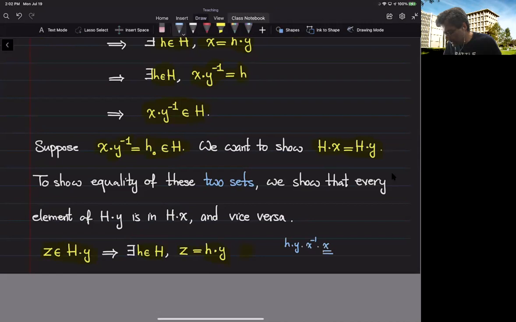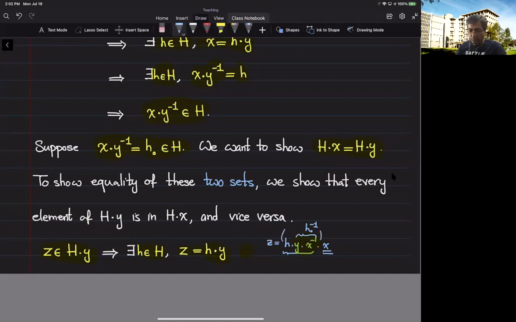Now, am I lucky and this part is inside H? Okay, let's think about it. What do I know about x and y? I know that x times y inverse is inside H. What's the connection between this and what we have over here? Let's think. This one is the inverse of that one. This is precisely h naught inverse. And h times h naught inverse does belong to the subgroup H, so we are good. This implies that z is something inside H, that's this one, times x.